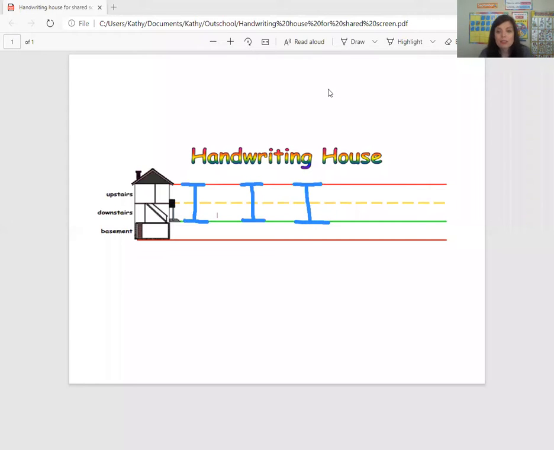Now, let me show you something about this I. If you make the top on the top line and the bottom on the downstairs bottom line, then it's really nice and neat. So let me show you again. Can you trace on top of the top line and the downstairs green carpet line? That makes a really nice and neat big I.